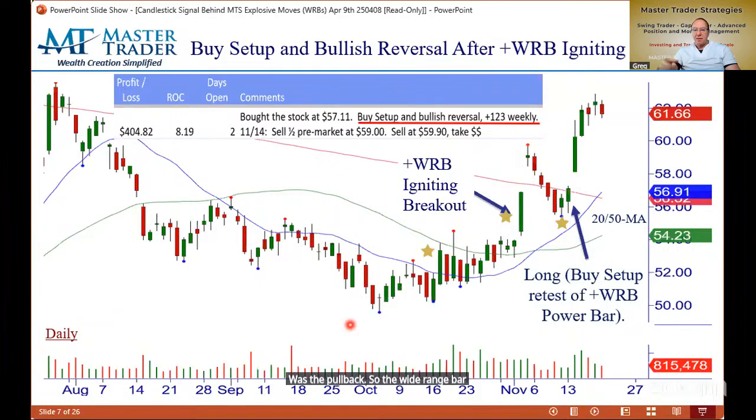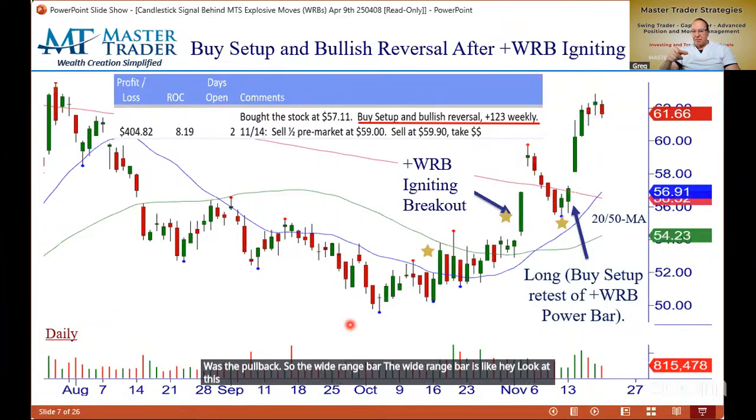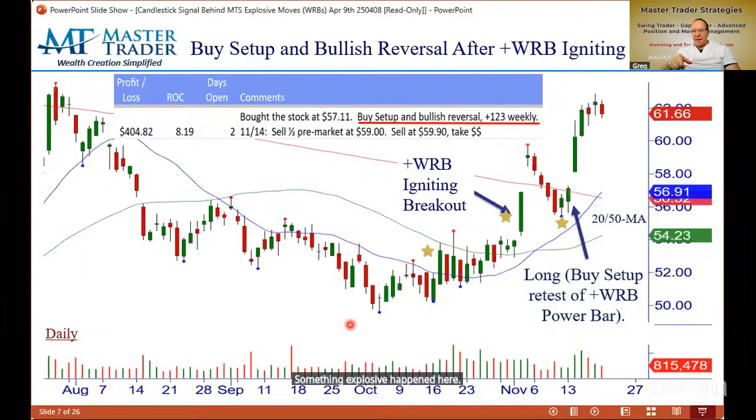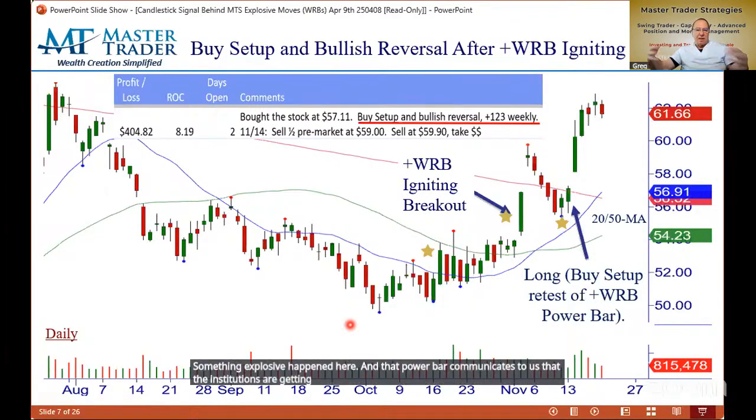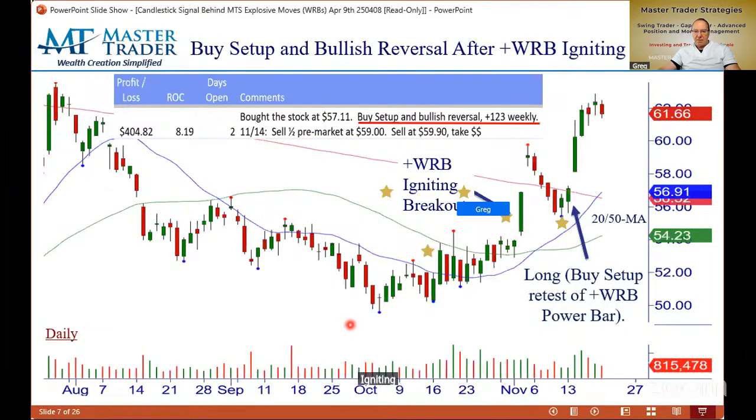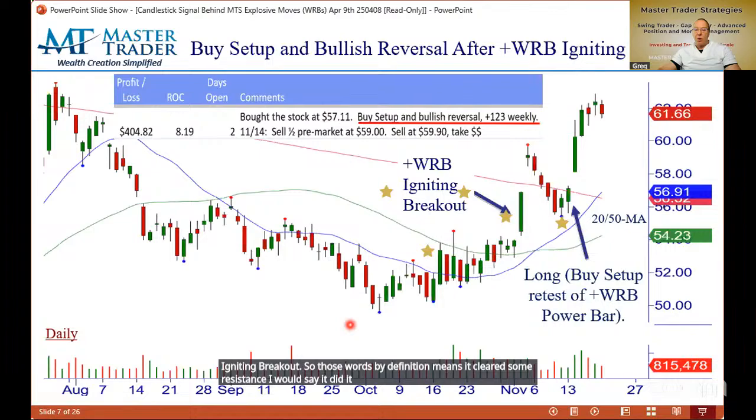The wide range bar is like, hey, look at this, Greg, Dan, Johnny. Something explosive happened here. And that power bar communicates to us that the institutions are getting involved, because they create that kind of explosive move. And you can see, it says right there, igniting breakout. So those words by definition mean it cleared some resistance. And I would say it did it with authority. There's no mistaking the power that occurred there. It's just black and white.